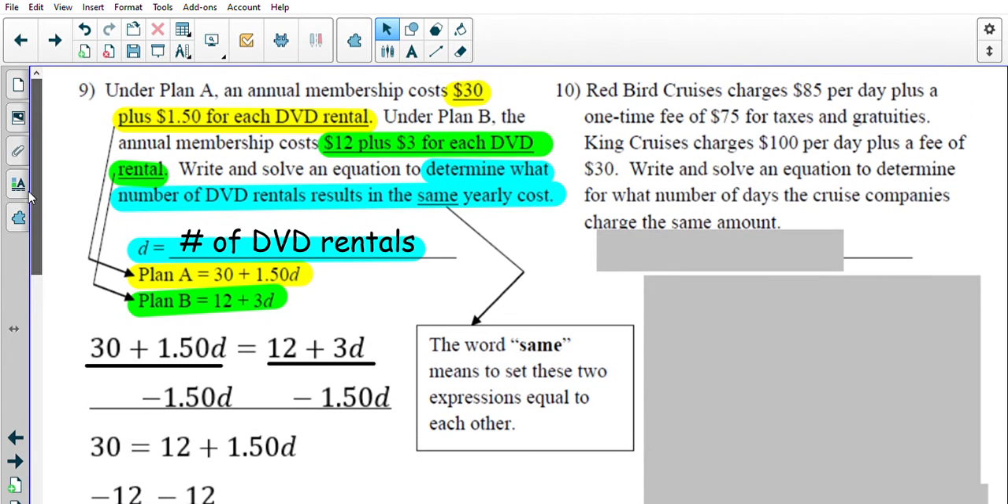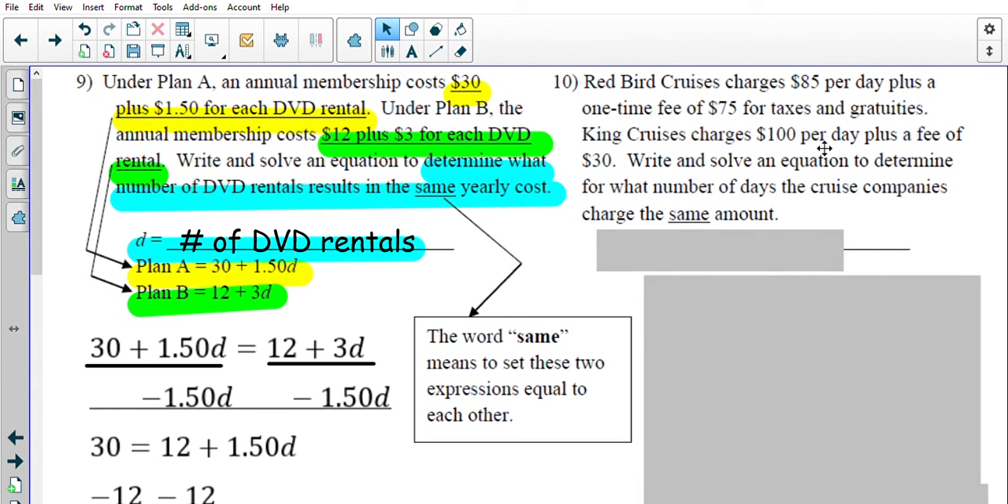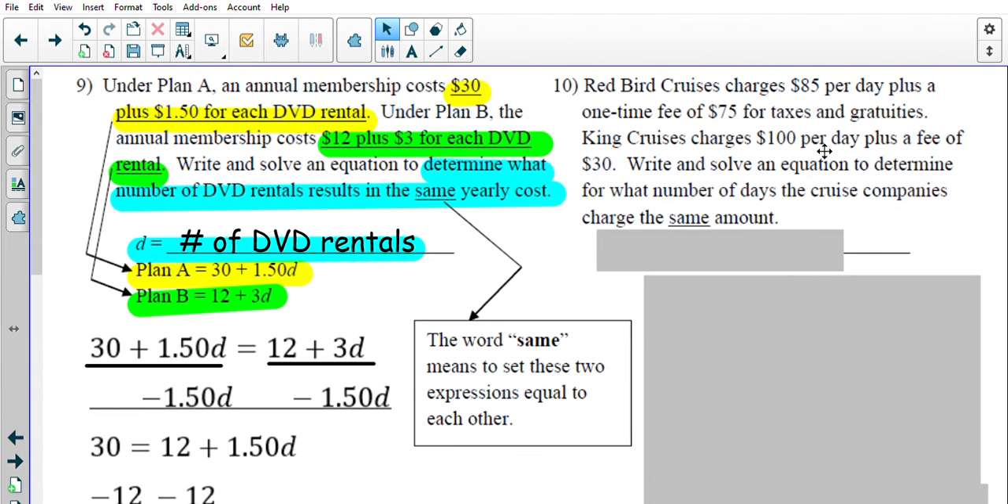All right, let's go ahead and take a look at number 10. Redbird Cruises charges $85 per day plus a one-time fee of $75 for taxes and gratuities. Remember, gratuities are just tips. King Cruises charges $100 per day plus a fee of $30. Write and solve an equation to determine for what number of days the cruise companies charge the same amount.